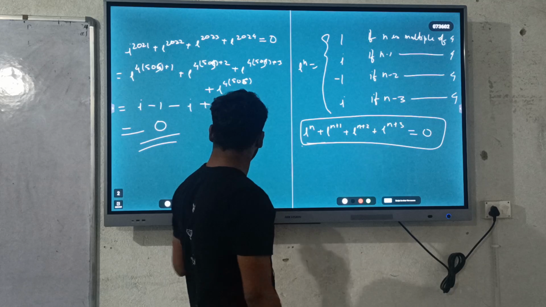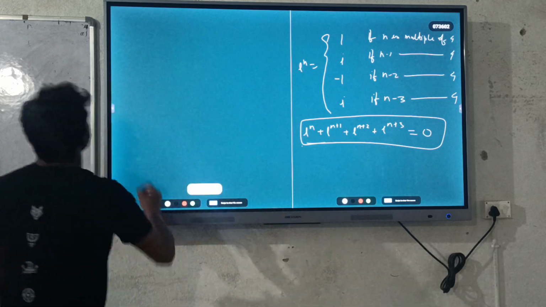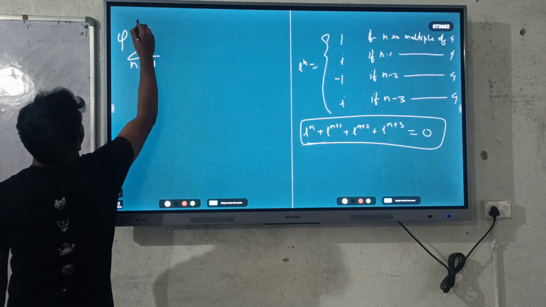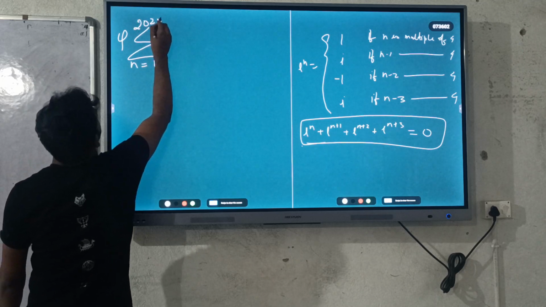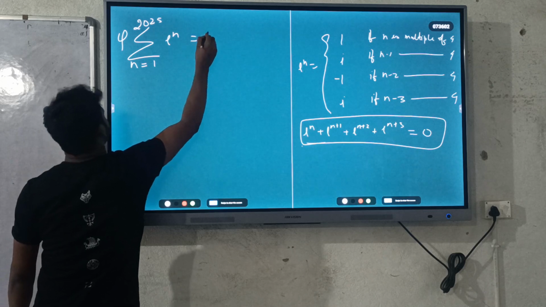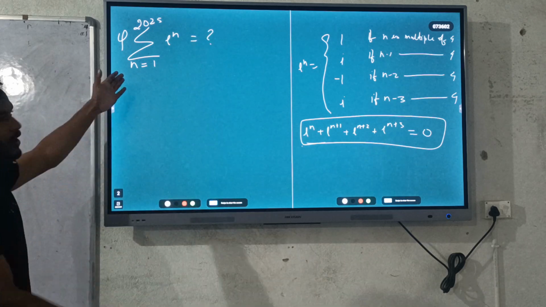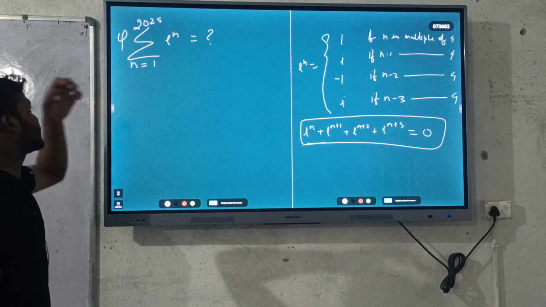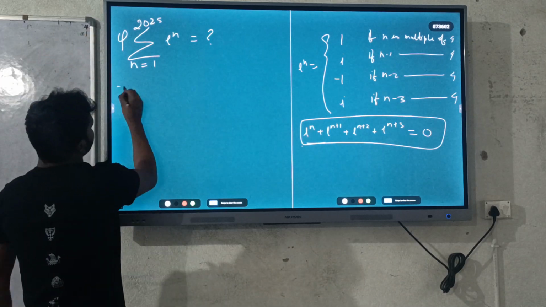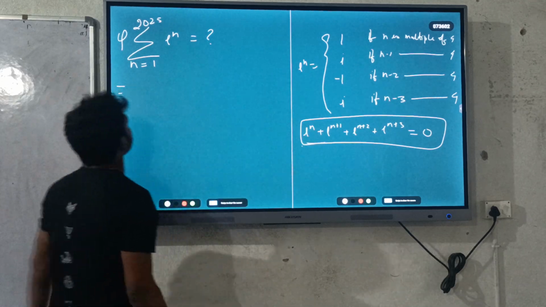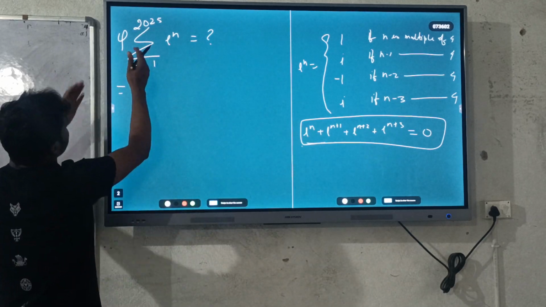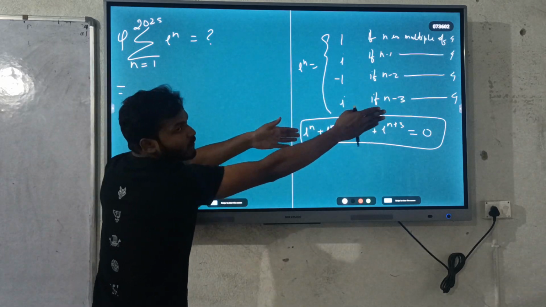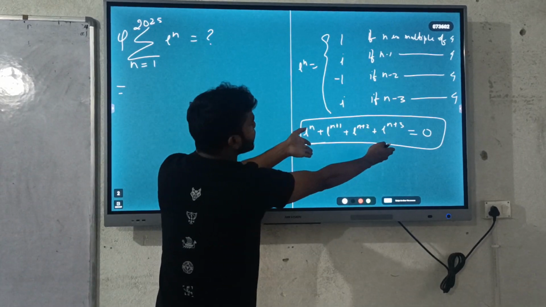Now if you want to solve another question, like we have to find the summation for n equal to 1 to 2025 of i^n. We want to solve this summation. So how can we solve it? We cannot take it easily by expanding, as this is a very hectic problem. If you want to solve this, we use this relation. What we did is partition the summation into blocks of 4 consecutive powers, and each block gives 0.